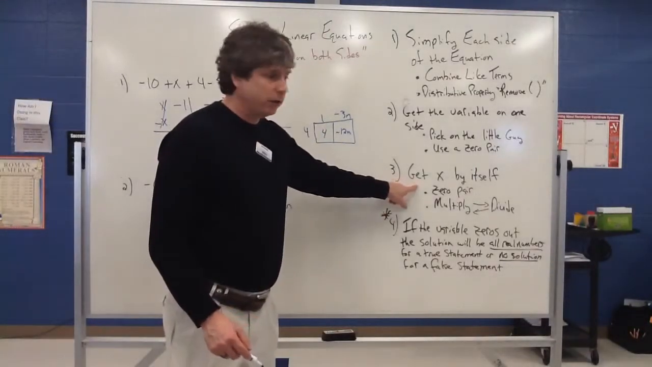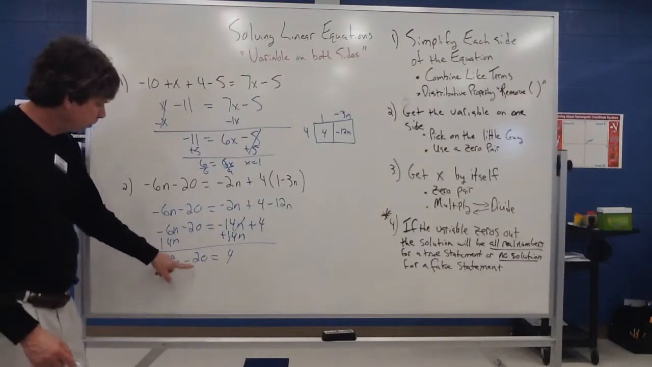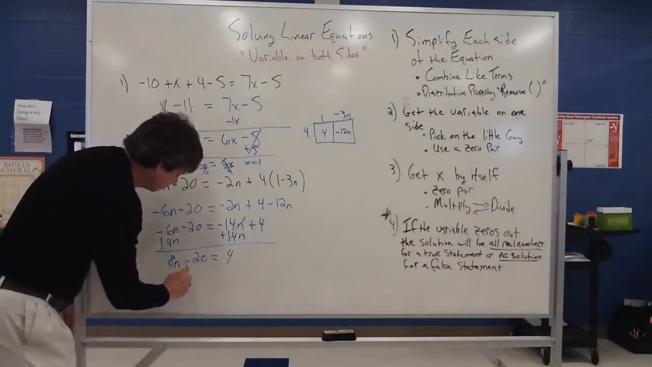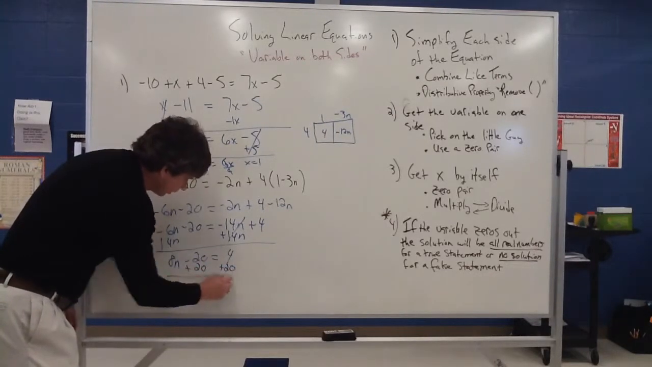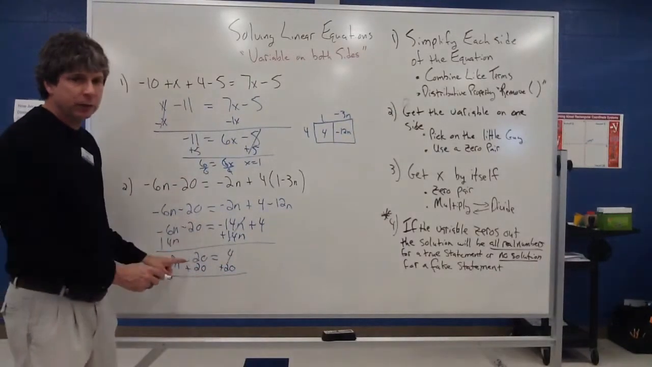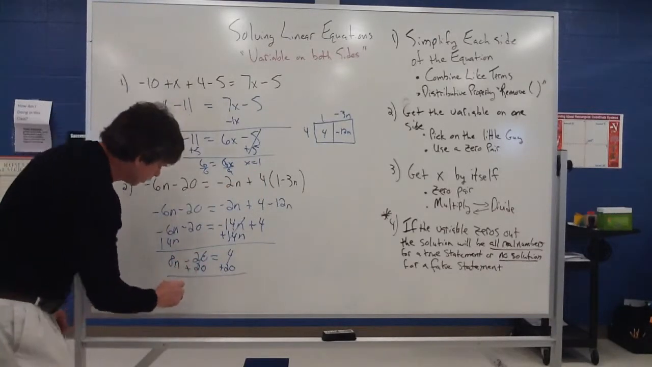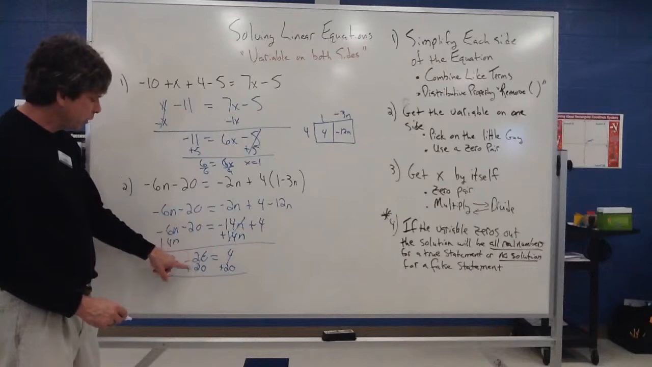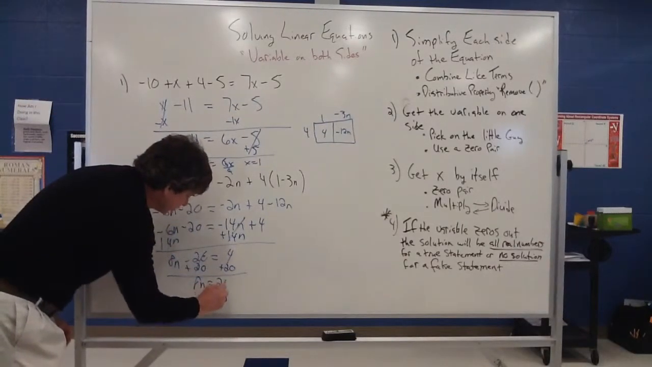Again, I want to get n by itself, so I'm going to use that zero pair. So when I want to get that n by itself, I'm going to move this negative 20 out of the way. So I zero out that negative 20 with the positive 20. So notice how I'm always focusing on the side with the variable, and then working my way the other way. The negative 20 and 20 zero out. I have 8n is equal to 24.